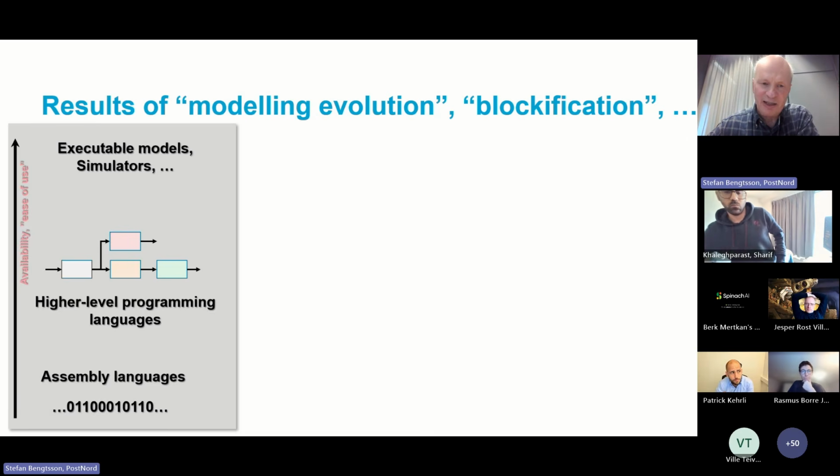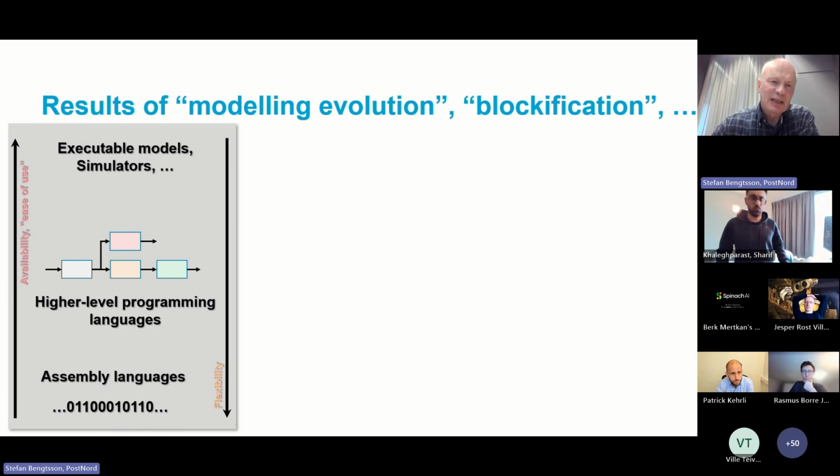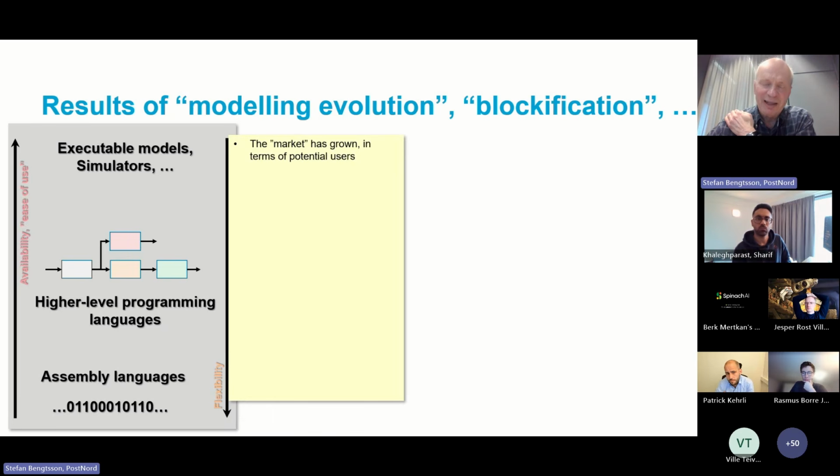But there's another side to this. The higher up we get, the more inflexibility we also built into the situation. So I claim that the market has grown when it comes to simulation over time in terms of potential users, but the profession has to some extent been hurt in this process.